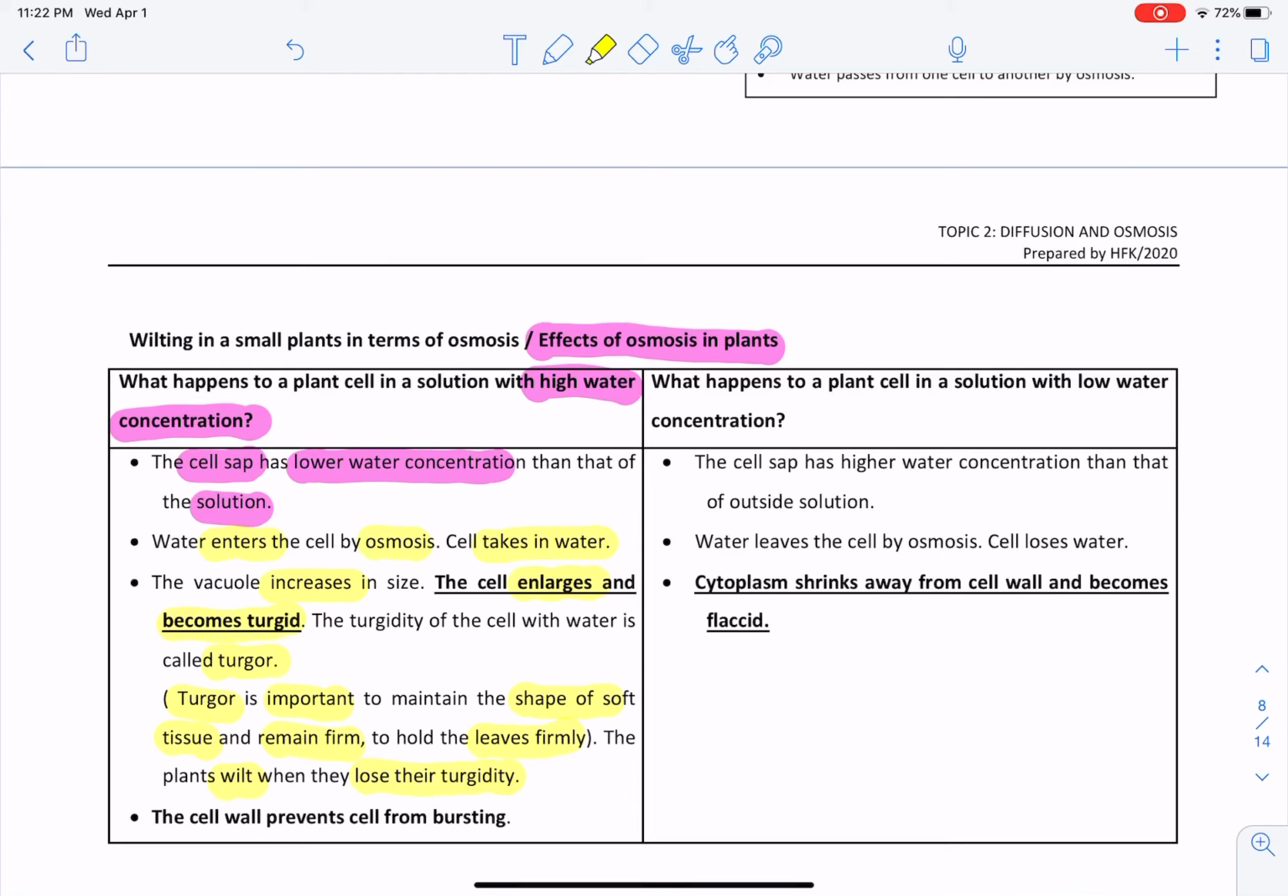So if you imagine a balloon, if the balloon is filled with water, and slowly it gets bigger, what will happen to the balloon? Burst, right? Okay, burst. But in the case of a plant, the cell wall prevents the cell from bursting. That's the difference. Plant cell, no matter how much water enters into the cell, it will not burst. Why? It has a cell wall, and the cell wall is made up of strong cellulose, which prevents the cell from bursting.